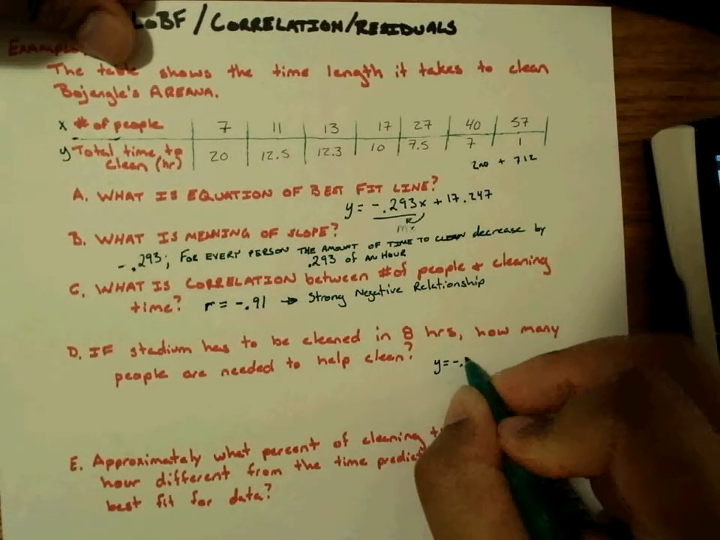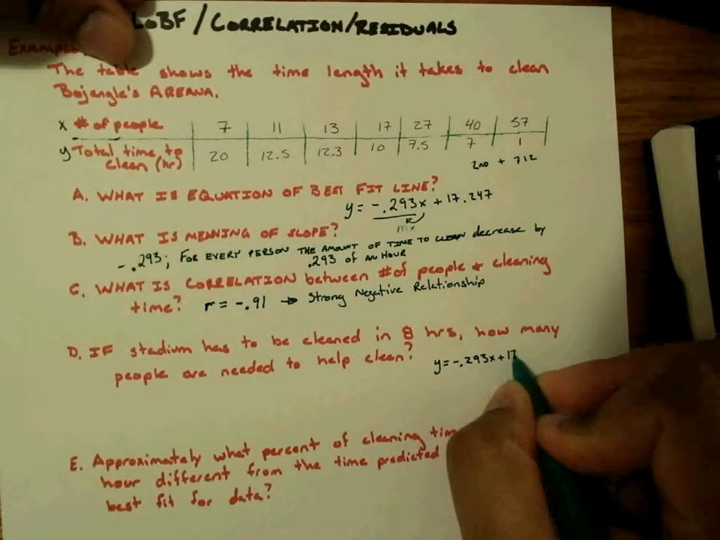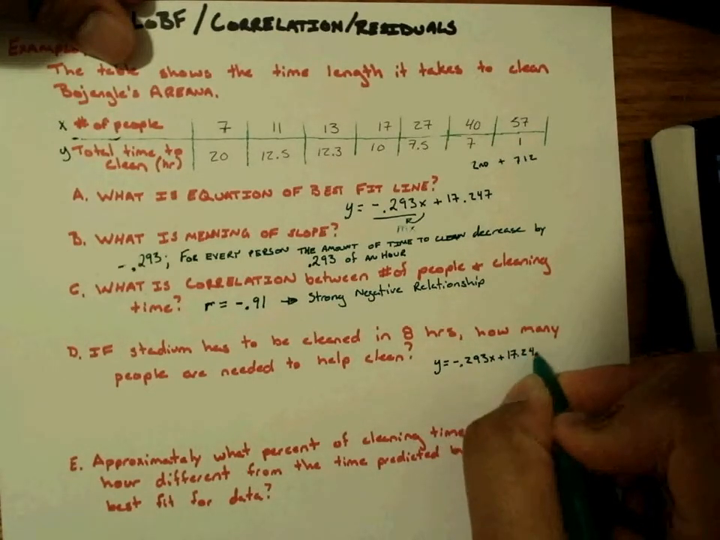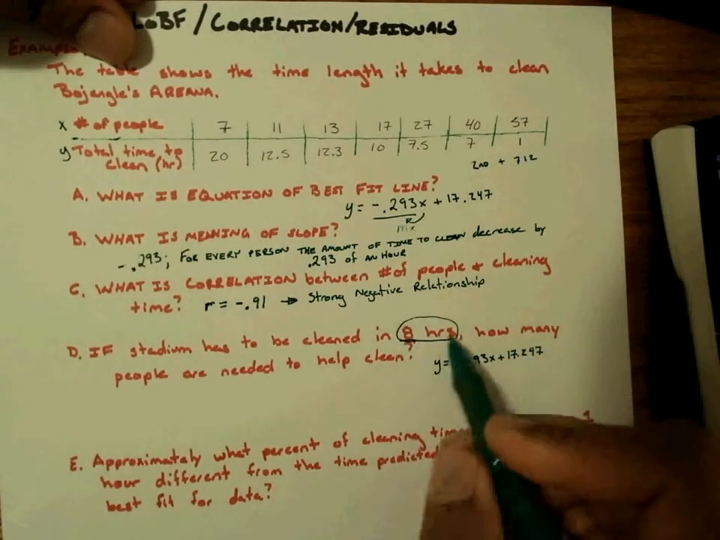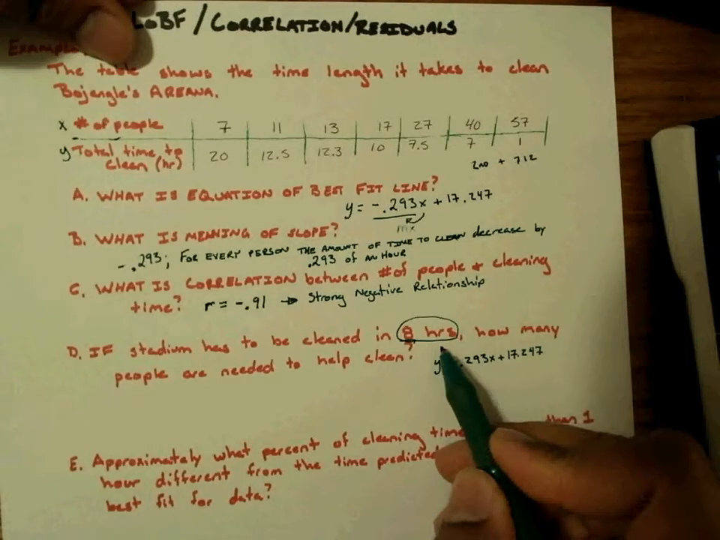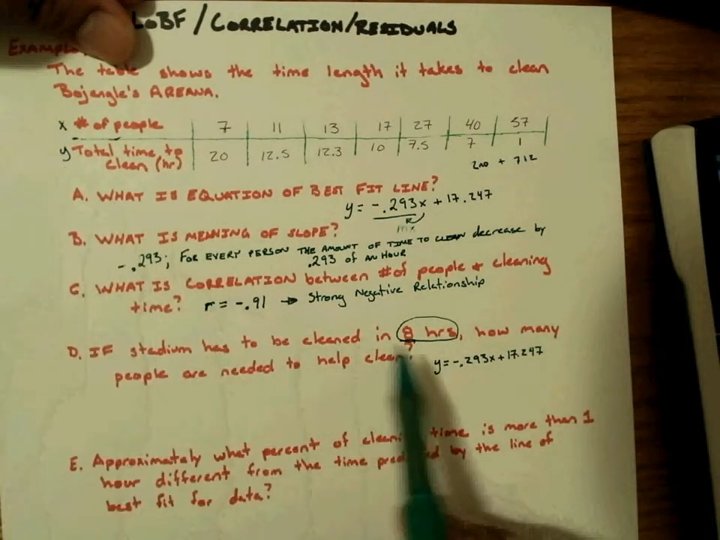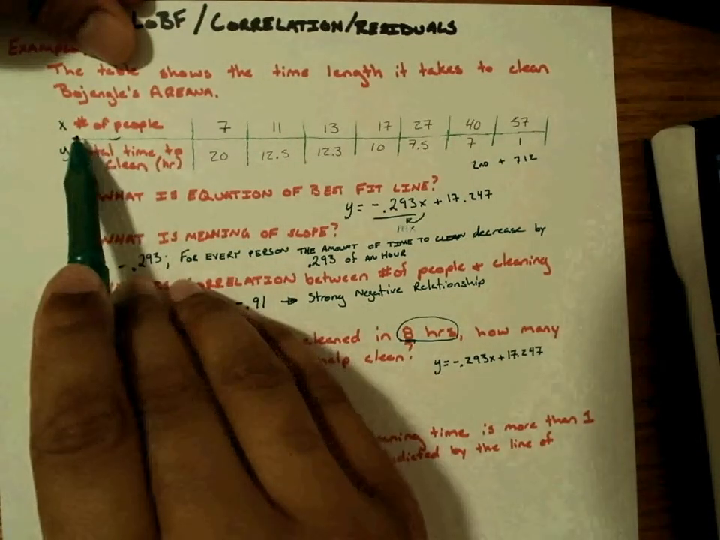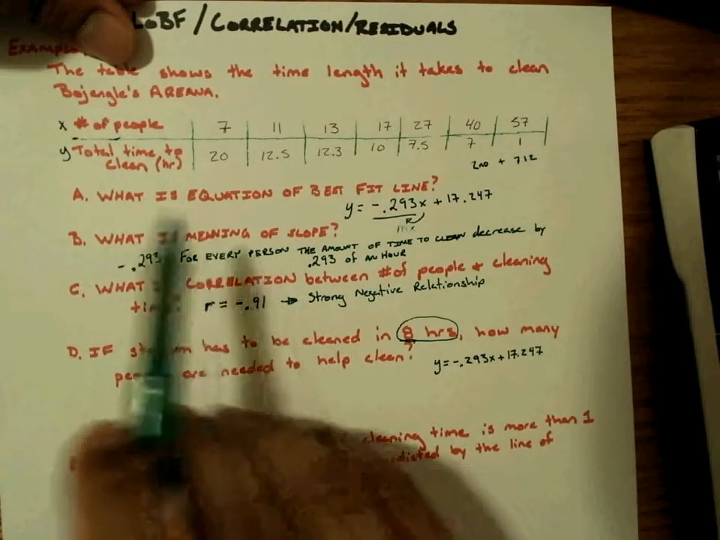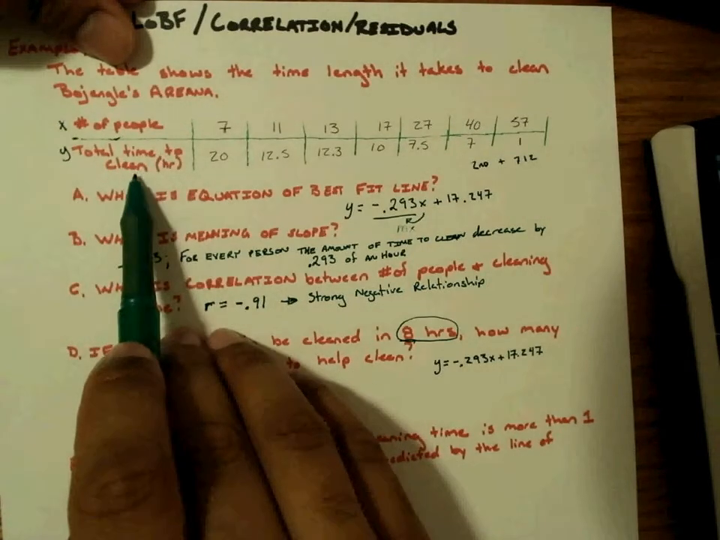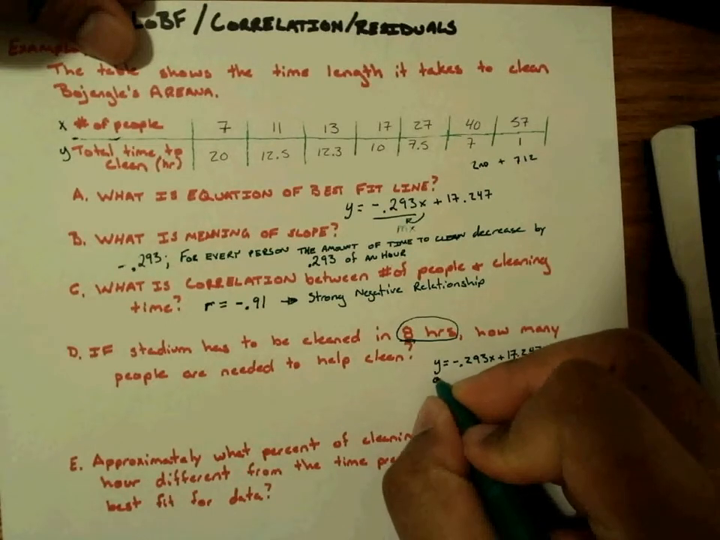And we're going to plug in our 8. The point where most students make a mistake is where they don't know where to plug it in. They give us 8 hours. So when we look at 8 hours, we have to decide, are we going to plug that in for x, or are we going to plug it in for y? When we say 8 hours, is that the number of people? Hopefully you don't think we number people in hours. It's the actual total time to clean. So we're going to plug in 8 for y.